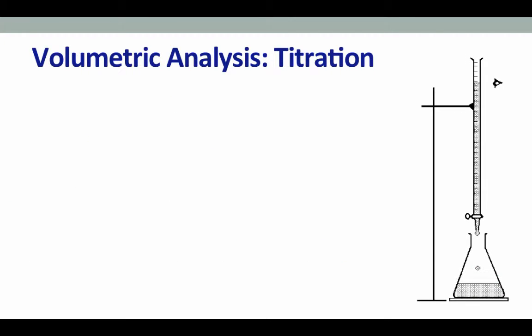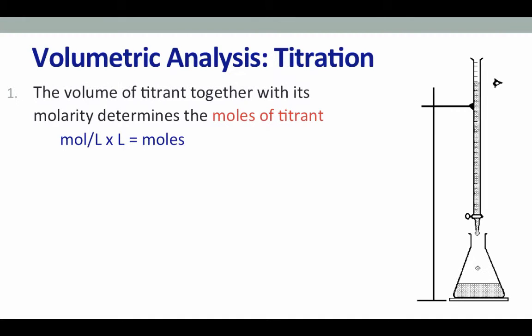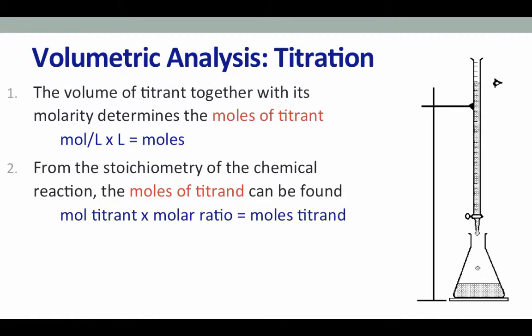A volumetric analysis, or titration, can really be thought of as an exercise in limiting an excess. The titrant, which is in your Erlenmeyer flask, is the limiting reagent, and we are adding our titrant from our burette until we consume all of that limiting reagent. In this manner, we use the volume of the titrant together with its molarity to figure out the moles of titrant, and then using the stoichiometry of the known chemical reaction between titrant and titrand, we use the molar ratio to find the moles of titrand in our limiting reagent.